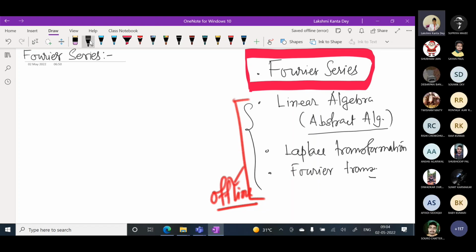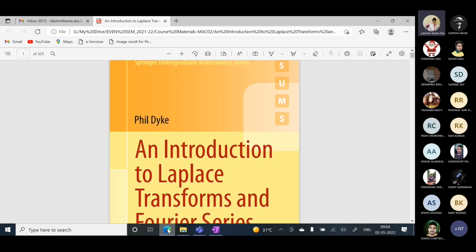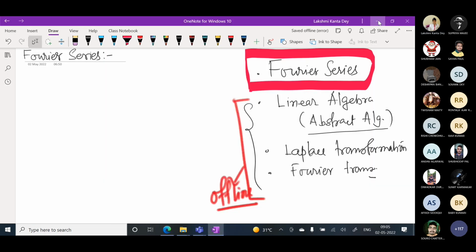So I would like to come to the introduction of Fourier series. Why should we read Fourier series? This is the question from where I would like to start. As I told earlier, the book I follow is Introduction to Laplace Transform and Fourier Series by Phil Dyke. I have the soft copy of this book. If you need, you can take it from me, or maybe you can buy this book.